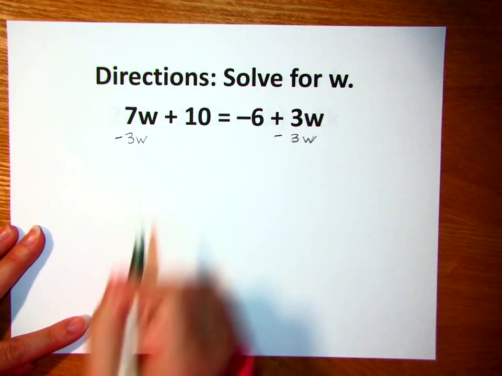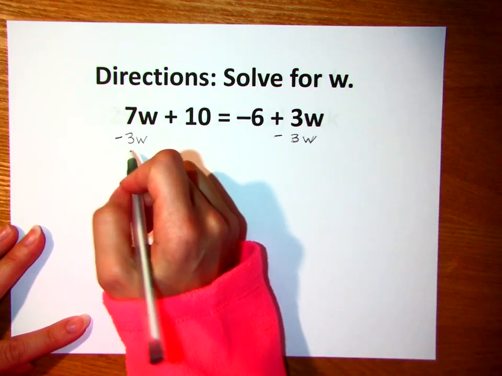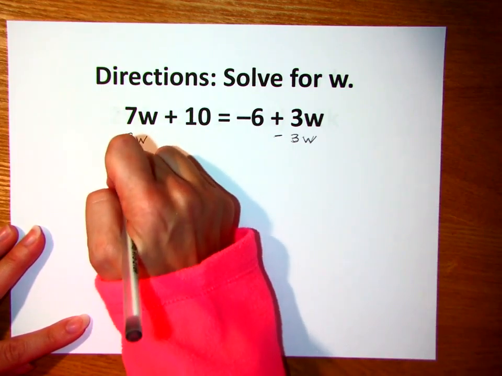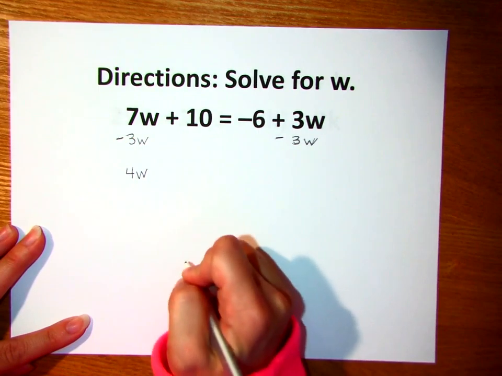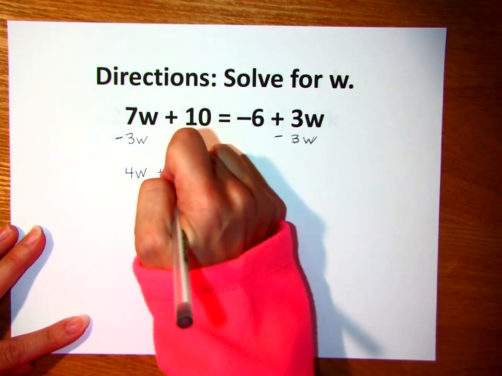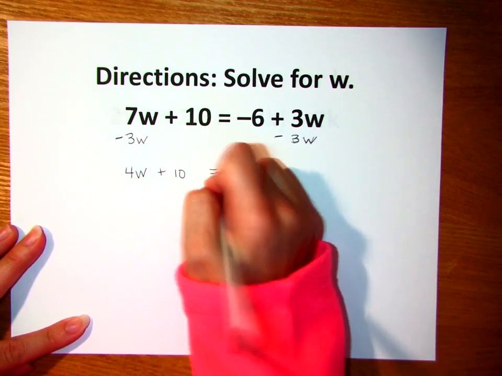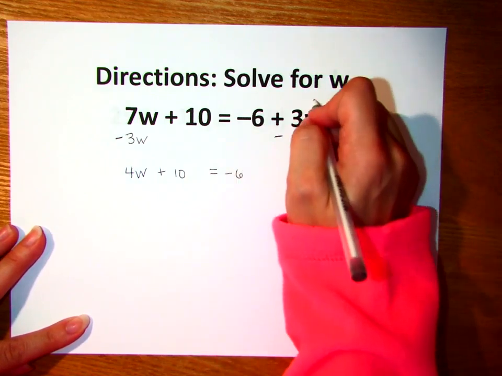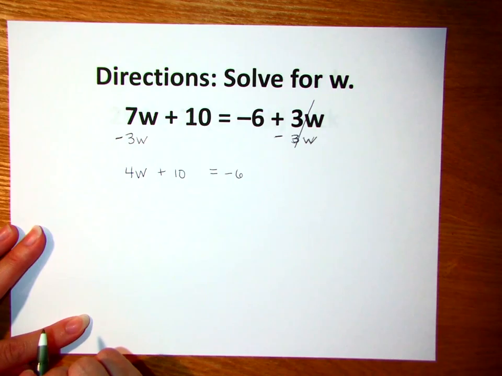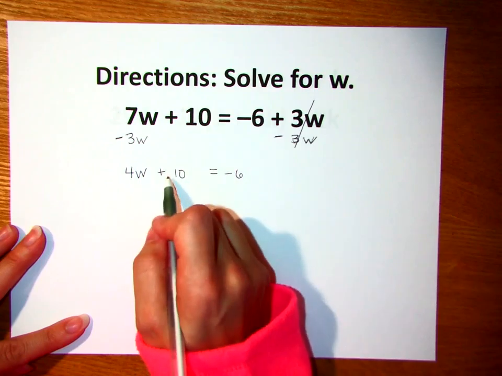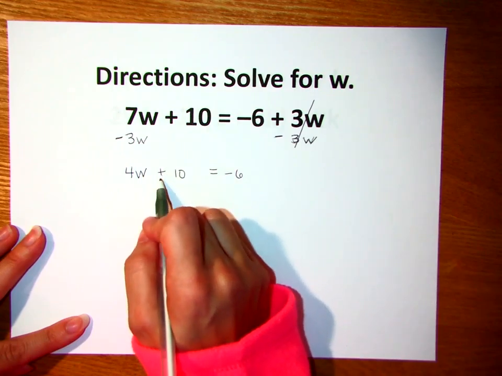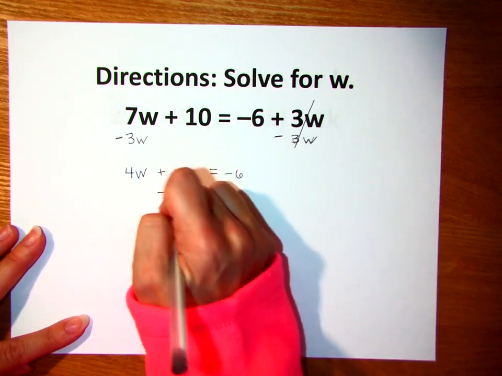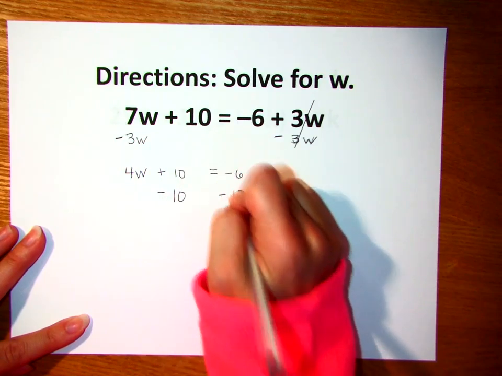Okay, so now 7w minus 3w will leave us with 4w. And then we bring down the plus 10 equals, I haven't used the negative 6 either yet, but what happened to my 3w's? Well, they canceled. 3w minus 3w is 0. It will go away. So from here, now I'm going to go ahead and move this 10. Opposite of adding 10 means we're going to subtract 10 from both sides.